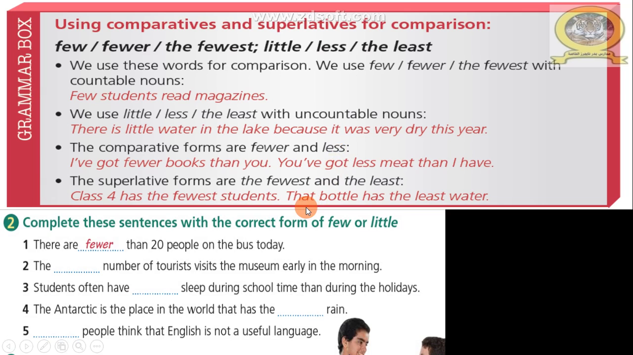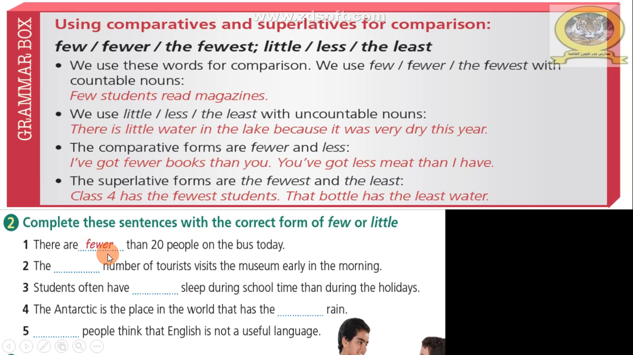Now let's answer some exercises or some questions related to this grammar. Complete these sentences with the correct form of few or little. Number 1. There are fewer than 20 people on the bus today. I used fewer here because I'm talking about people and this is a countable noun. What is the singular form of people? Yes, person. So the answer here will be fewer.